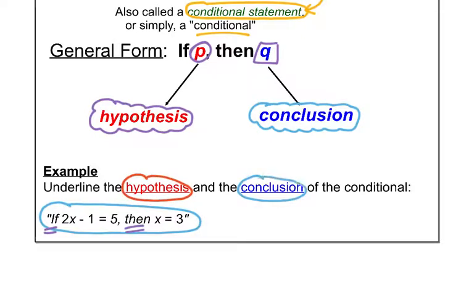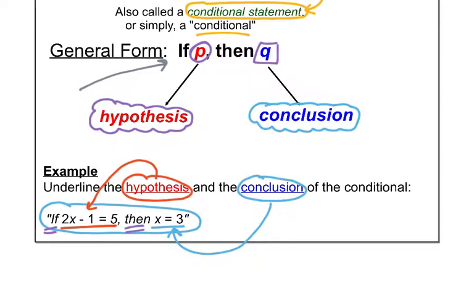Okay, if the formula you see up here was if P, then Q, the P, the hypothesis, always follows the if. So here is my hypothesis. Not the if. You don't include the if. The if is a clue to show you where the hypothesis is, but the only hypothesis is 2x minus 1 equals 5. If hypothesis. The conclusion follows the word then. Then conclusion. x equals 3 is our conclusion. And there you go. That's a good example of a conditional statement or an if-then.